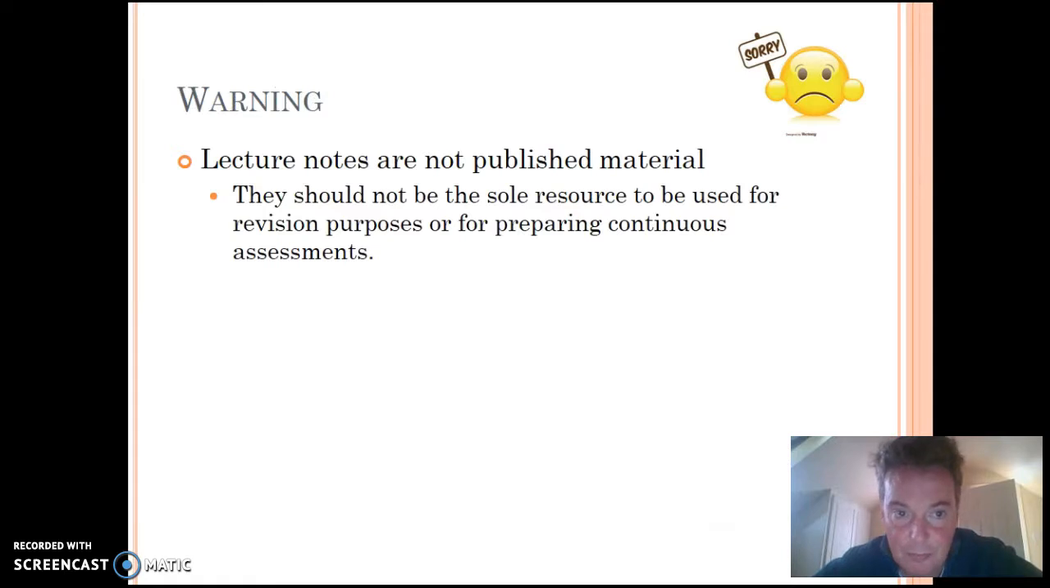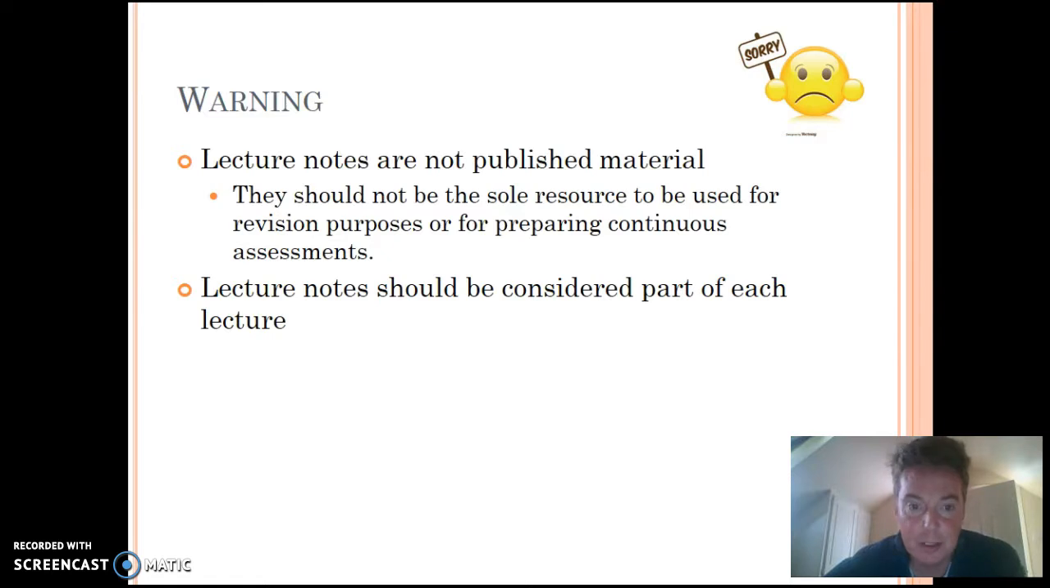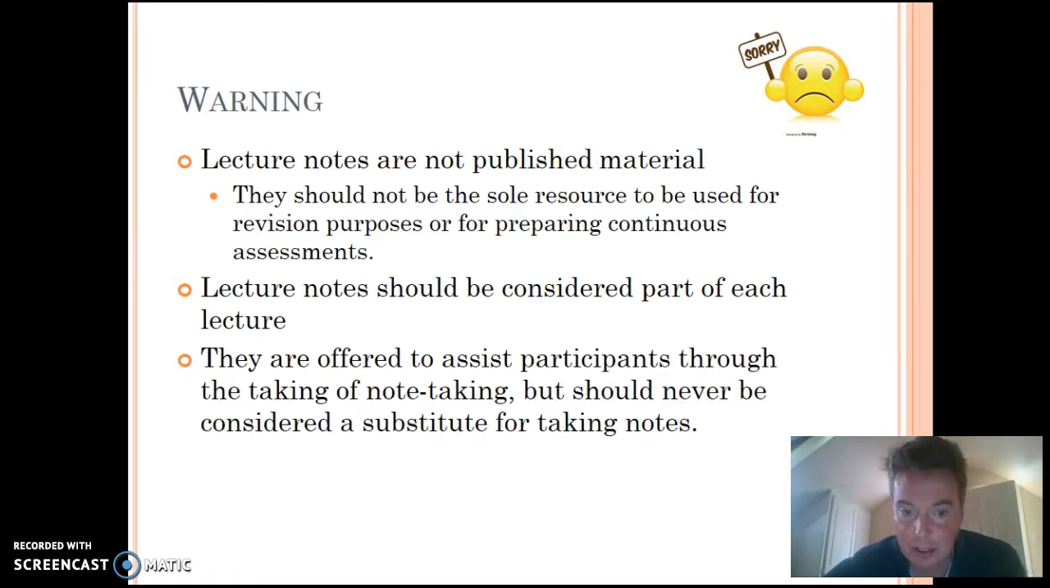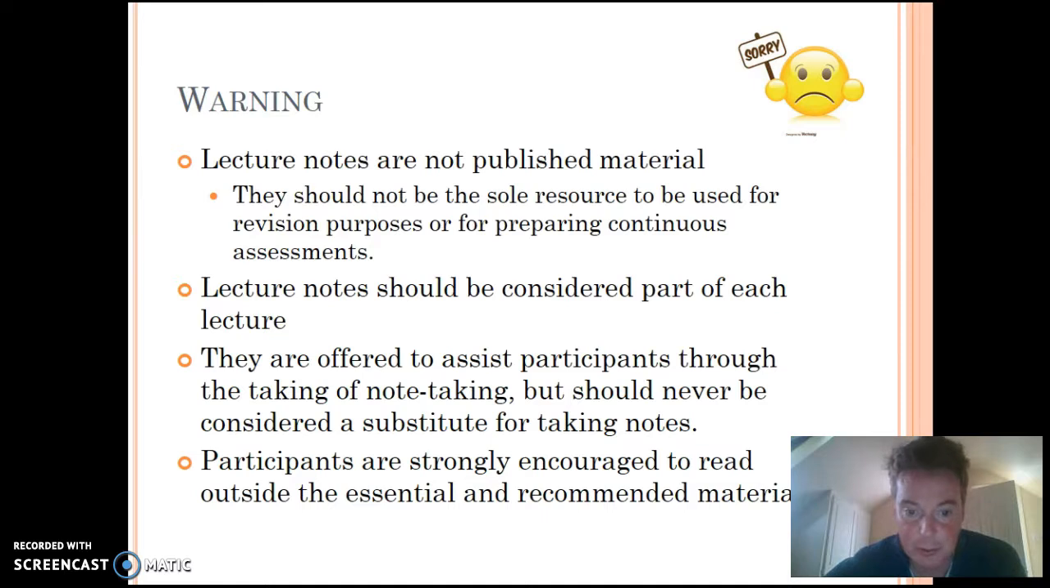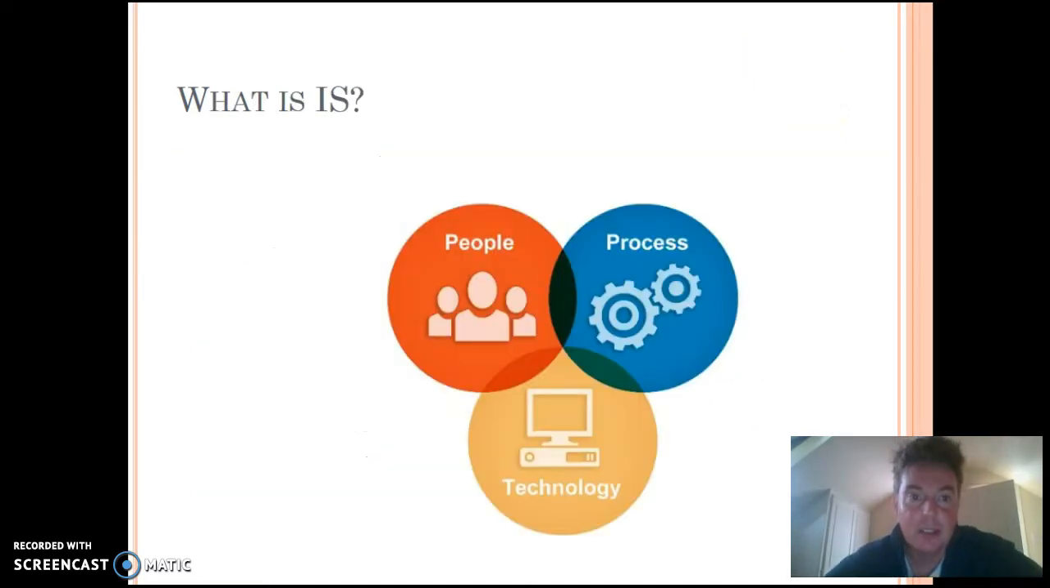Something to remember is, lecture notes are not published material. This is discussed. People need to read the textbook. They need to make additional readings to have high-level answers. So notes are only part of the lecture. They're a help, and they point you in the right direction. So you need to go back and look at the chapters.